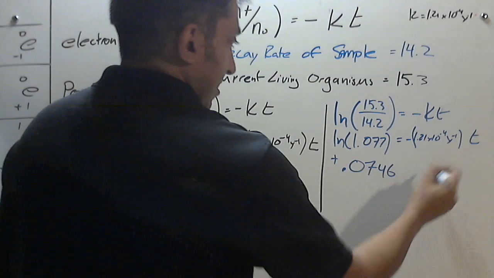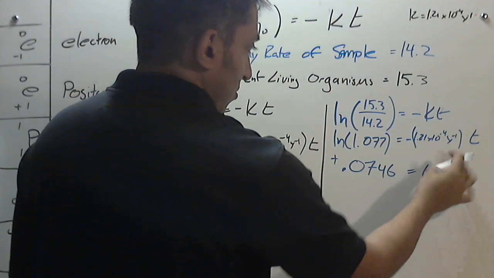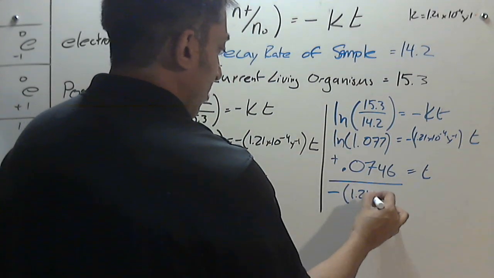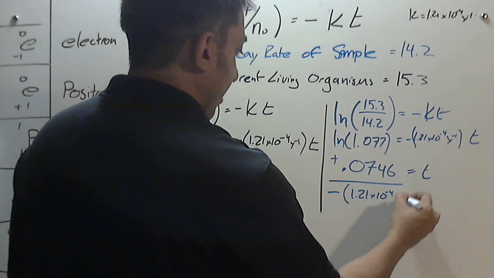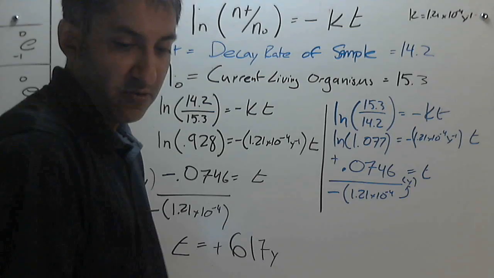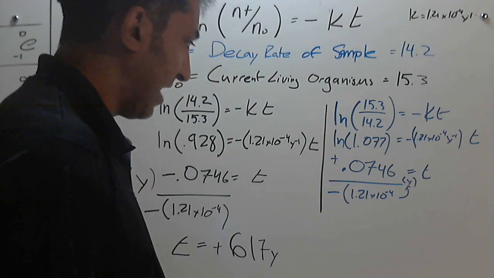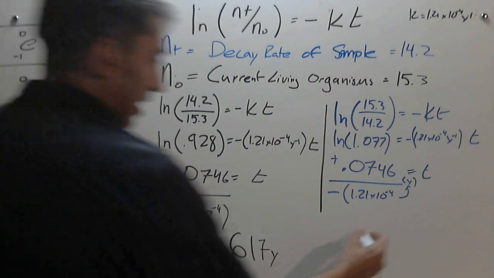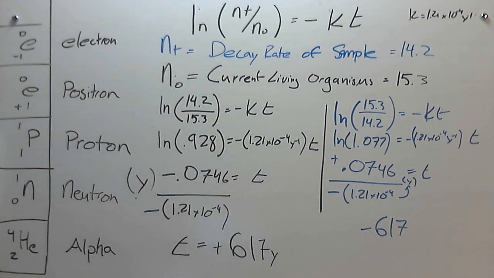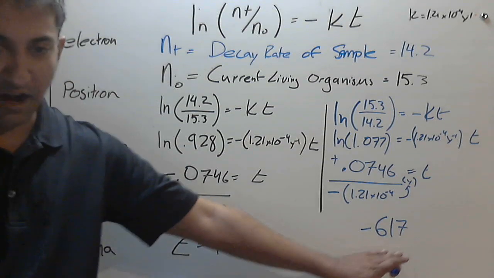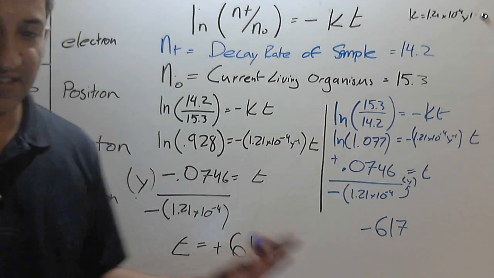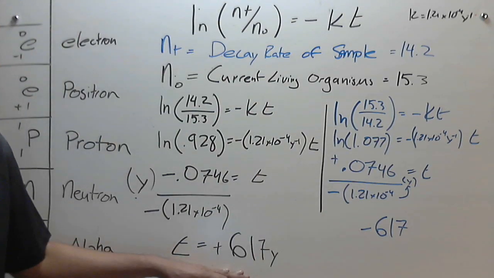Okay? If we want to solve for time, we're going to bring this over here. We're going to bring over a negative 1.21 times 10 to the negative 4. Our years are going to go up here. What are we going to get? We're going to get a negative something, right? Are we going to get a negative 617 years? Probably. Does that make sense, having a negative time? No. You want a positive time. Even if you do it both ways, you will always get the right answer because you want the positive time.